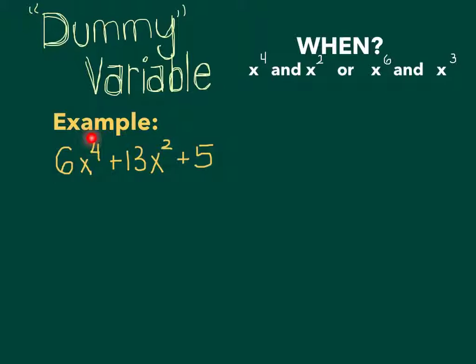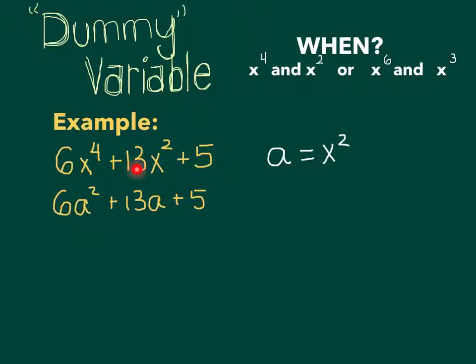So the first thing we need to do is define our new variable. And I'm going to say a equals x squared. Now, I could have used any letter, but I felt like using a. So I'm going to rewrite my polynomial using a rather than x. So I still have my 6, but now I have x to the fourth, and I know a was x squared, so this is actually going to be a squared. Then plus 13, and then I have this x squared, but that's actually just a, so a, and then plus 5. And now this is a much nicer looking polynomial that we can factor using our normal methods.